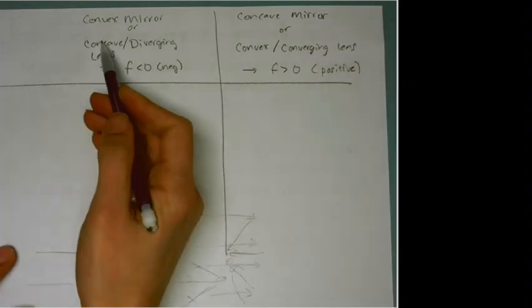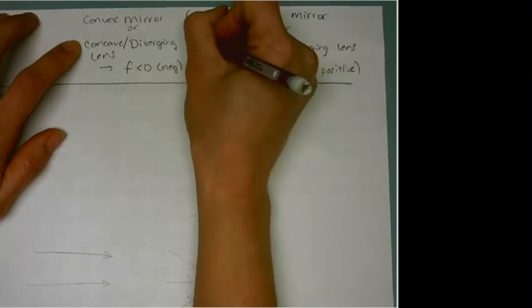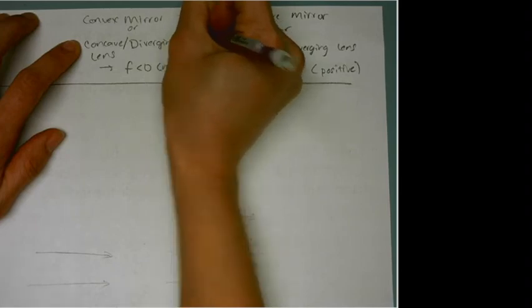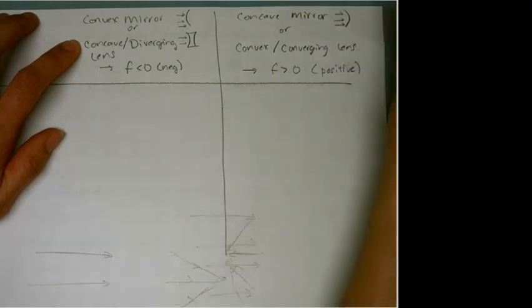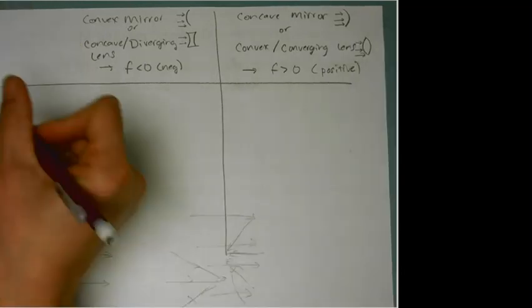Okay, so just to draw this a little bit, the convex mirror looks like that, and the concave lens looks like that, where the incoming light will be going this way. The concave mirror looks like that, with the light moving to the right, and the convex lens looks like that.